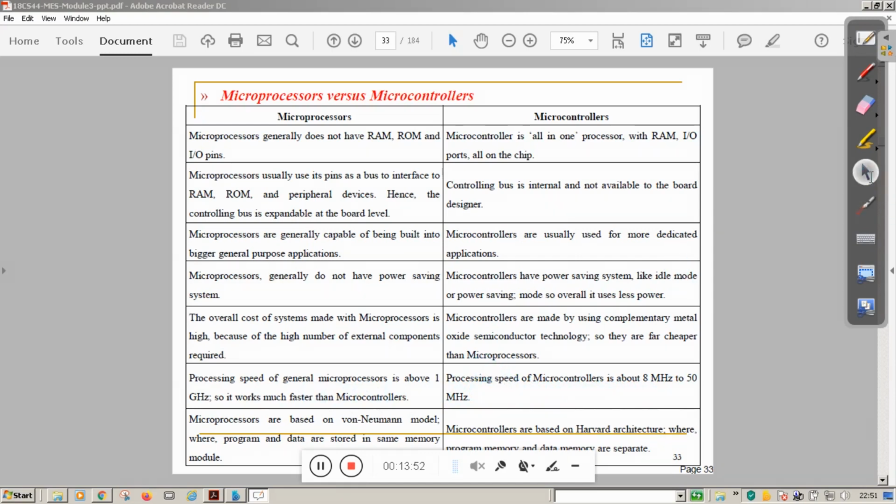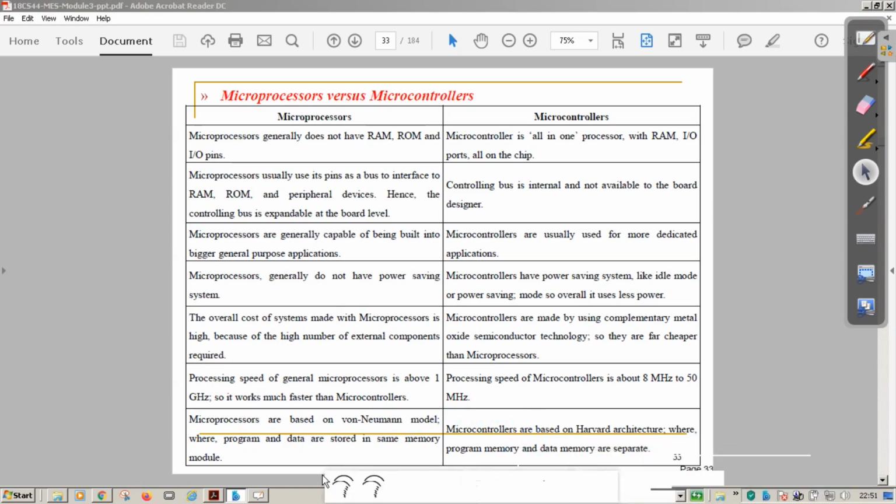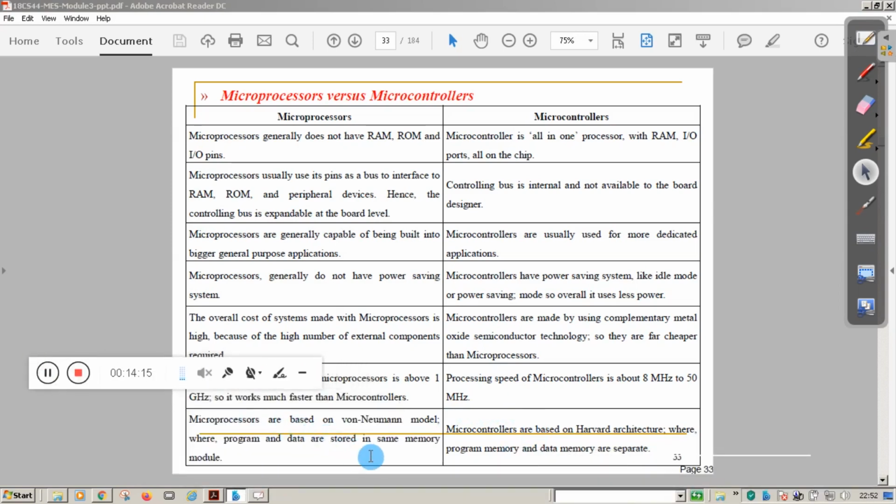And one more thing is microprocessors are based on the Von Neumann model. Von Neumann model means only one memory is used for program and data, that is, program and data are stored in the same memory. But most microcontrollers are based on something like Harvard architecture, where program memory is different and data memory is separate.